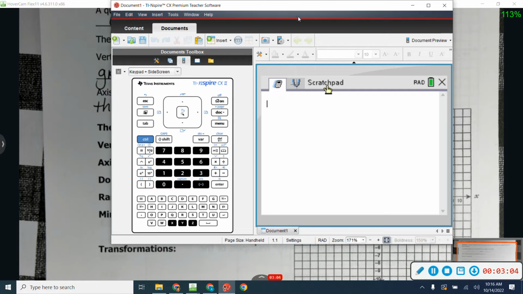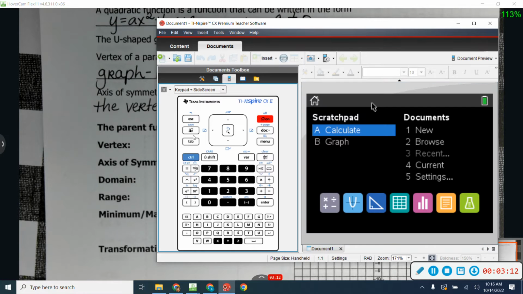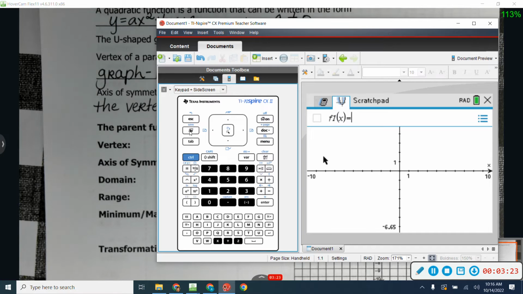So you should be in Scratchpad. We don't do anything in documents. Okay? So turn it on, and if you're at the home screen, that calculator button to the left middle is what's going to get you to the Scratchpad. Now, if you hit that button one more time, that calculator button gets you to the graph, okay? And so we're going to type, so that f1 of x is just your y1, basically, okay? So you're just going to type your x squared, enter, and that's the parent function for your quadratic, okay?